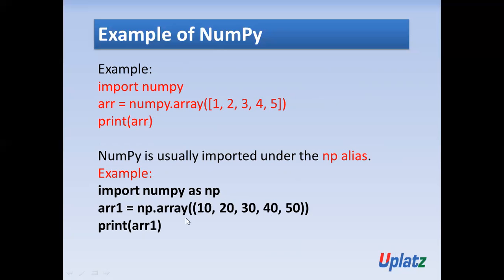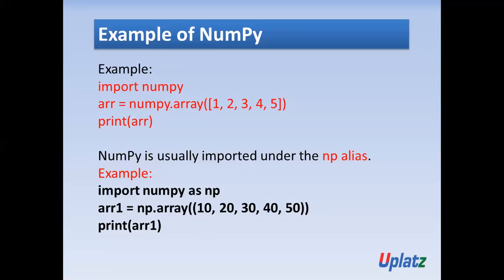Inside the parentheses of the array function, we are passing a tuple that contains 5 elements. In the first example, we passed a list that contains 5 elements inside the array method. But in this example, we are passing 5 elements of a tuple. Finally, the result is assigned to arr1, and then we print arr1.